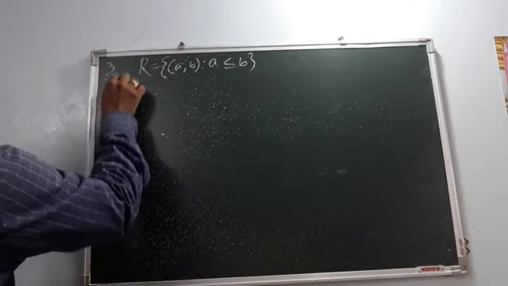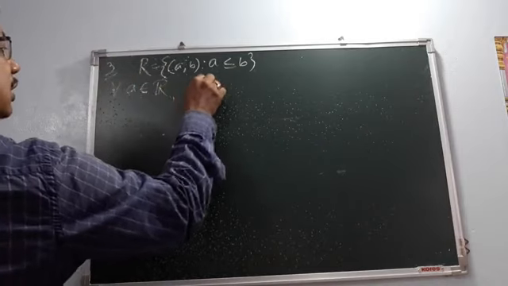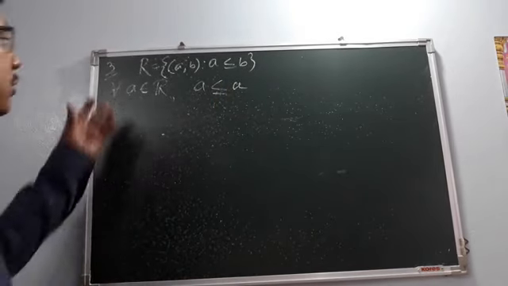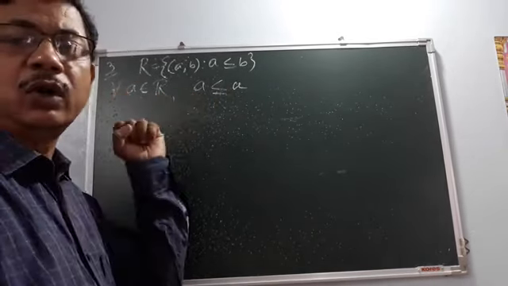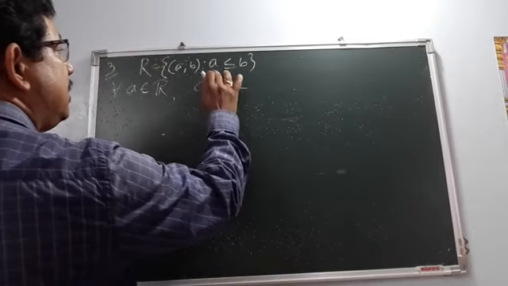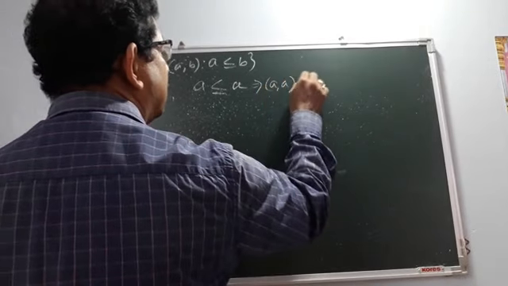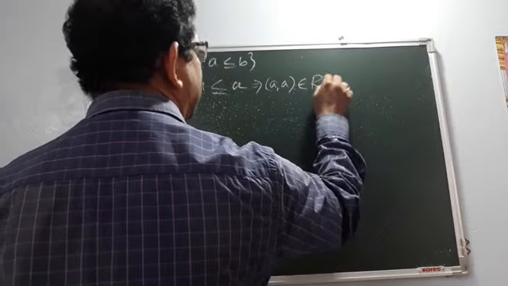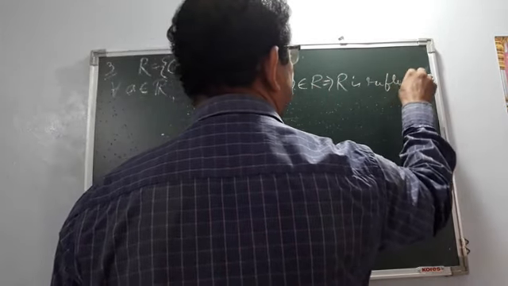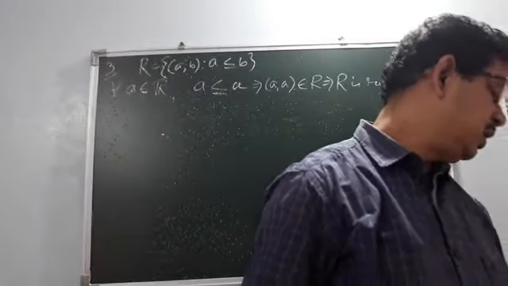For any a taken from the real numbers, a is always less than or equal to a. The equal to sign is there. If you take 1, 1 is less than or equal to 1, and 2 is less than or equal to 2, so you can write it. If it validates, then this can be said. This implies (a, a) belongs to R, which implies R is reflexive. So we have proved one part.